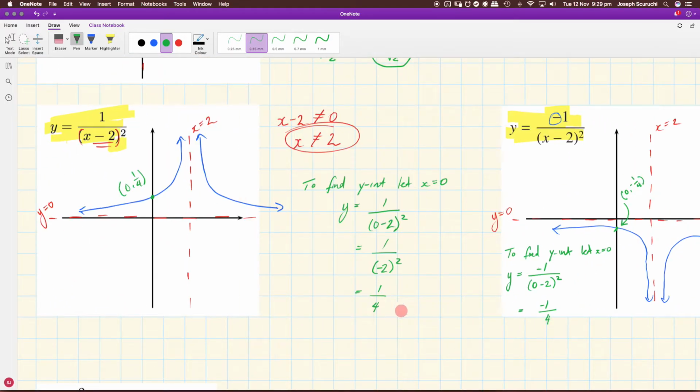Notice over here, I didn't get negative 1 over 4, I just got 1 over 4. So finding where that intercept is going to tell you whether or not you have done the correct reflection.